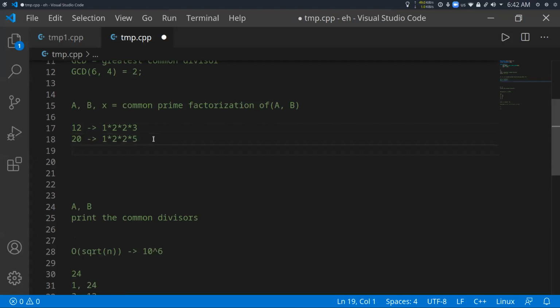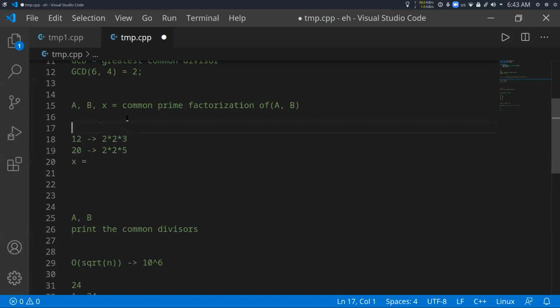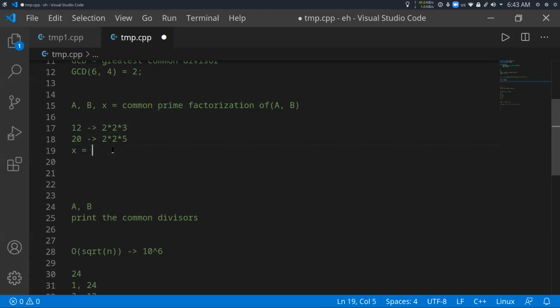So x will be equal to the common prime factorization. But since we are saying prime factorization, we will not consider 1 here for the sake of the rules. 1 will be at the side, we'll calculate it at the end, since 1 is common with all numbers. Here we have 2 times 2 times 3 and 2 times 2 times 5. So x will be the common part. 2 we have twice here and twice here, so it will be 2 times 2. 3 we have here, but it's not there, so we'll not add it.